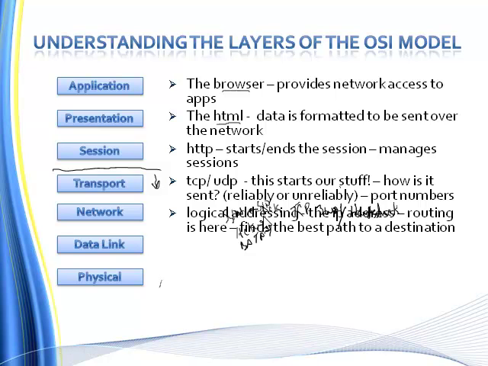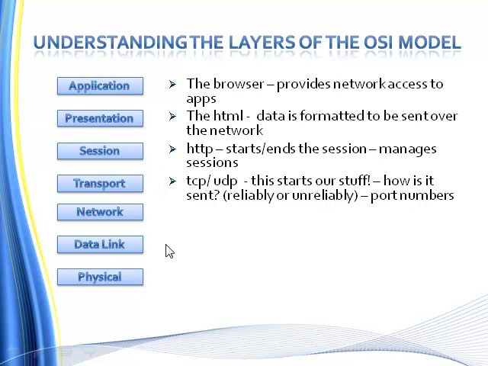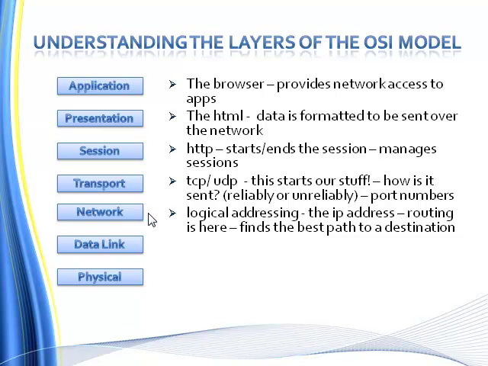So, next. Oh, that looks terrible. Okay, so our next layer in the OSI model is the network layer. And this is the logical addressing. This is where IP addresses live.